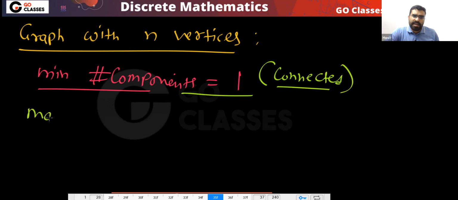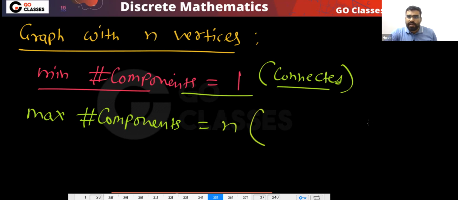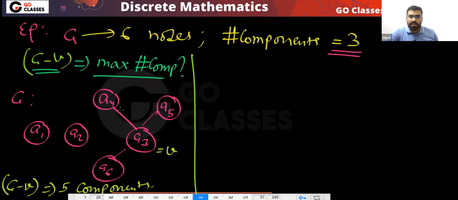And what is the maximum number of components you can get if you have n vertices? The maximum number of components is n. This is your edgeless graph on n vertices. Very simple. So here, after removing one vertex, the maximum number of components I can get is n minus 1.